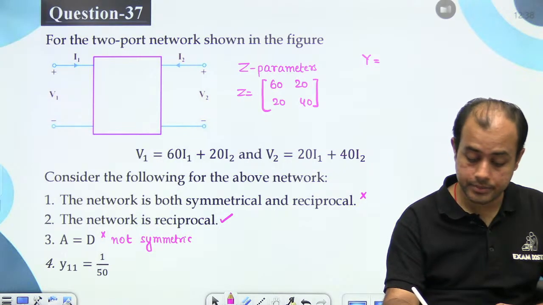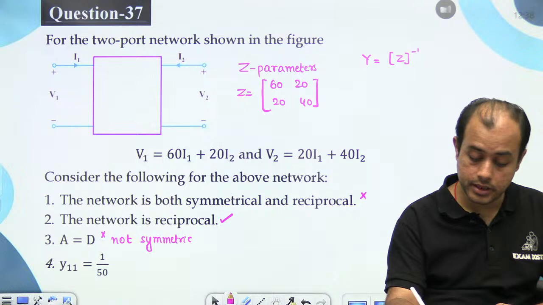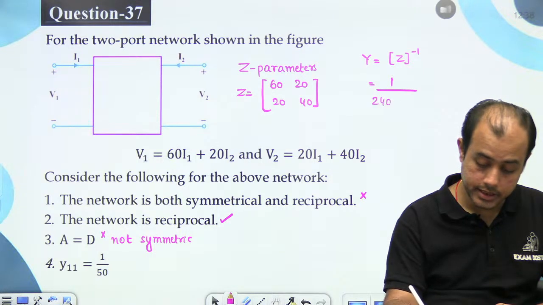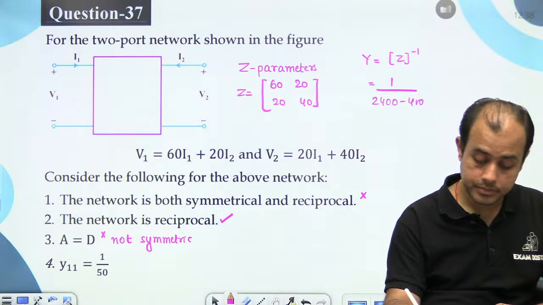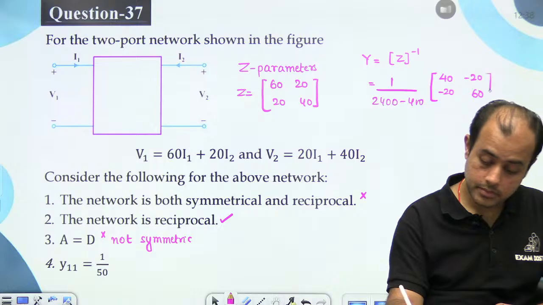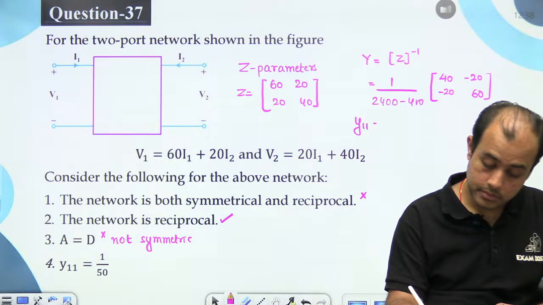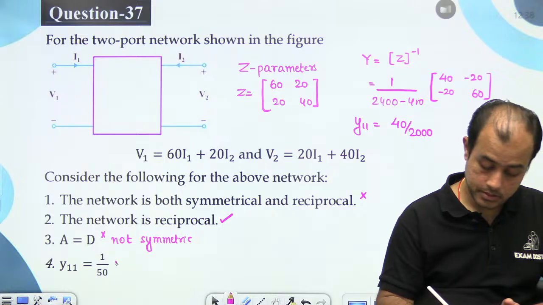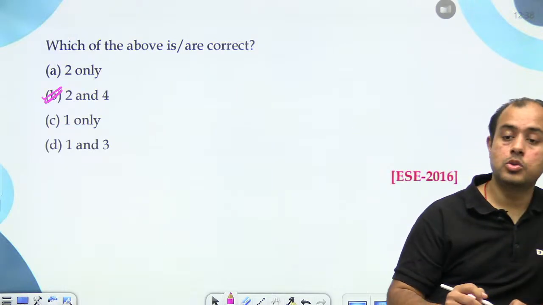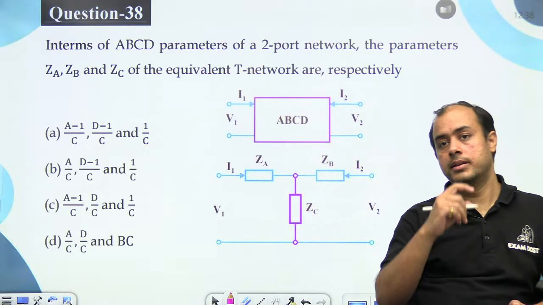What about Y? Y is the inverse of Z. So first is the determinant, then exchange the diagonal elements. So 2 and 4, B. 2 and 4. Very good.